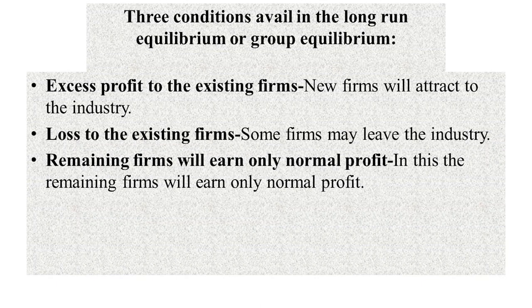Now, there are three conditions in the long run equilibrium or group equilibrium. First is excess profit to the existing firms, where new firms will be attracted to the industry. Second is loss to the existing firms, in which some firms may leave the industry. And the third is that the remaining firms will earn only normal profit. It means the remaining firms will earn only up to normal profit.